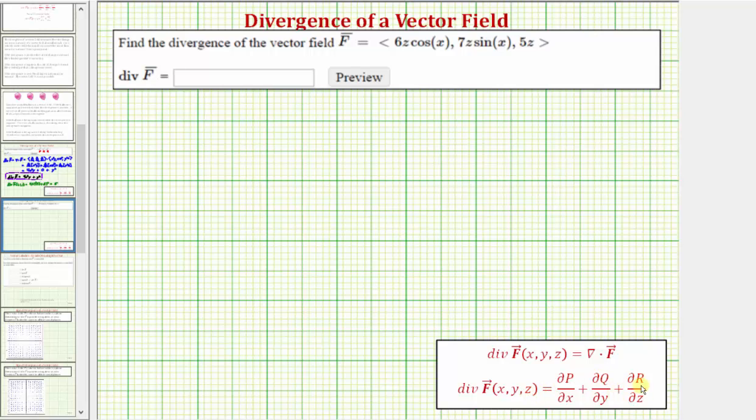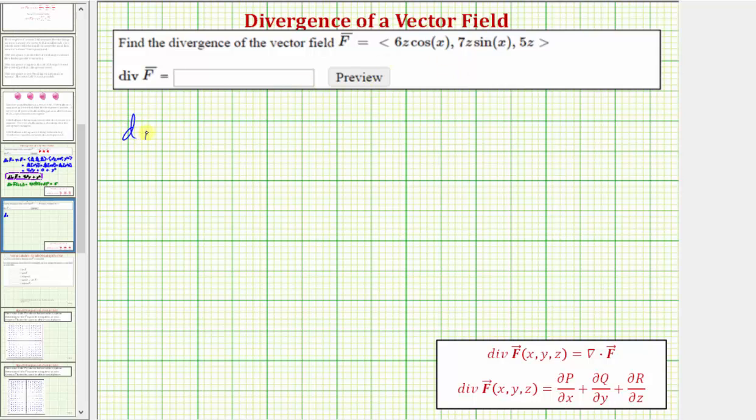So it's important to recognize that the divergence of a vector field is a scalar function. Remember when we found the curl of a vector field, that gave us another vector field. Let's find the divergence of the given vector field, then we'll talk about what it means, and also show it graphically. So let's write this as a dot product.